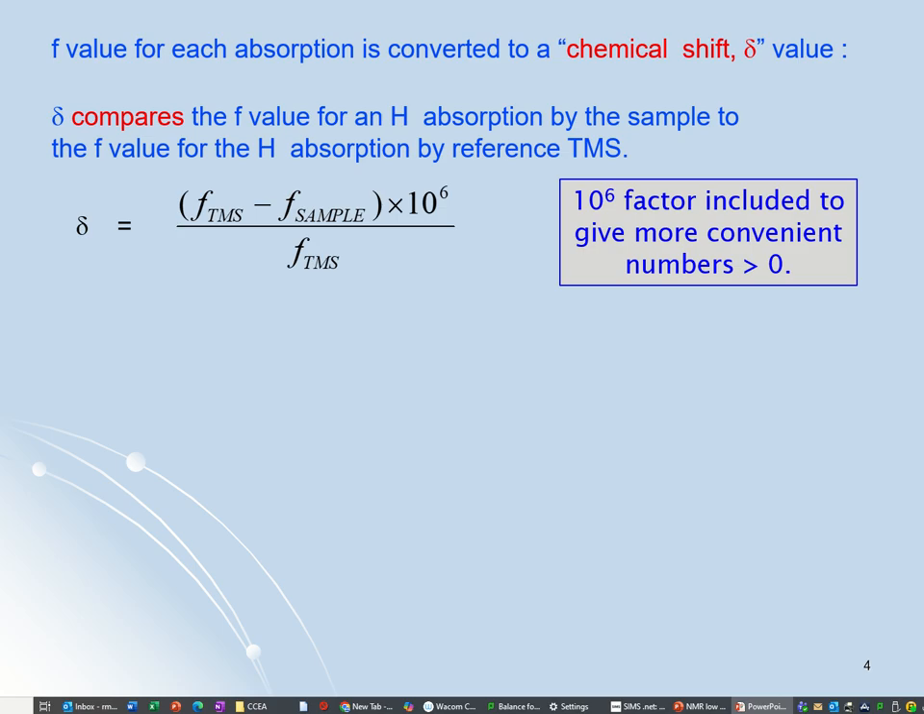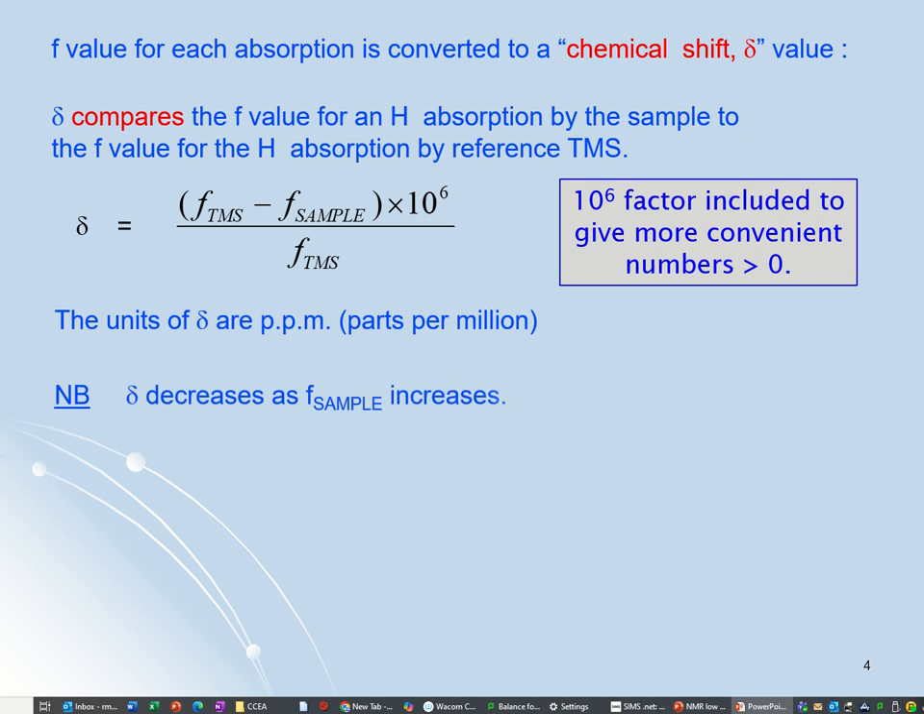Now, that equation that I have on the board, I wouldn't worry too much about it. You don't need to know it. I just put it in there as a matter of interest. The units of chemical shift are extremely small. They're in parts per million. And the chemical shift value that we allocate to TMS, to tetramethylsilane, is 0. So it's our standard, and everything else is compared to it. Our hydrogen atoms, hydrogen protons, hydrogen nuclei, absorb pretty much within the range of 0 to 12.